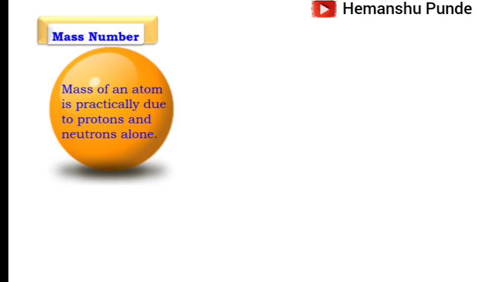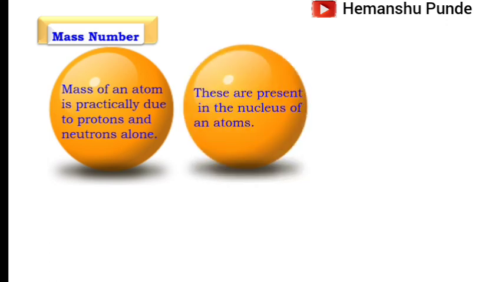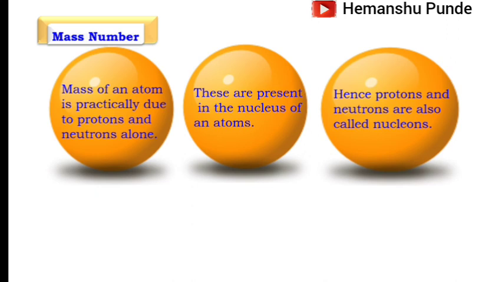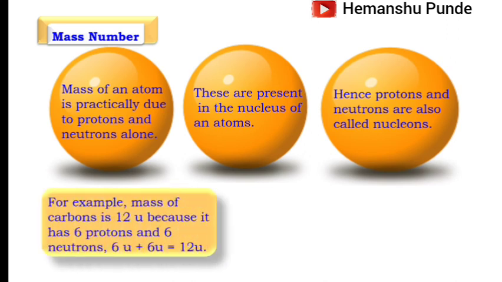Mass of an atom is practically due to protons and neutrons alone. These are present in the nucleus of an atom. Hence protons and neutrons are also called nucleons. For example, mass of carbon is 12 units because it has 6 protons and 6 neutrons. So 6 plus 6 units, it gives 12 units.